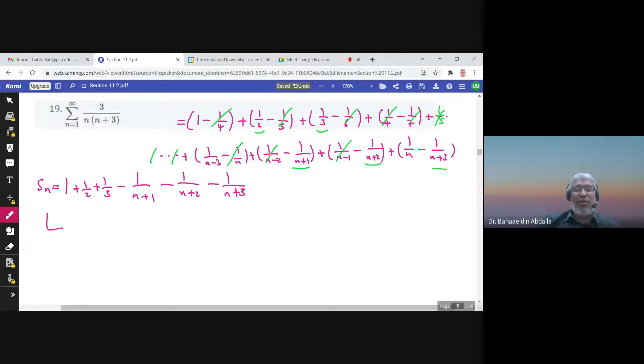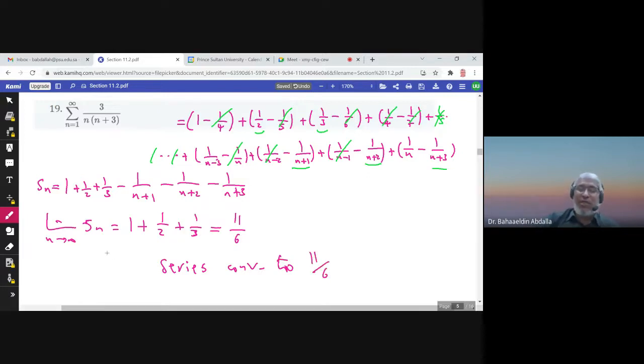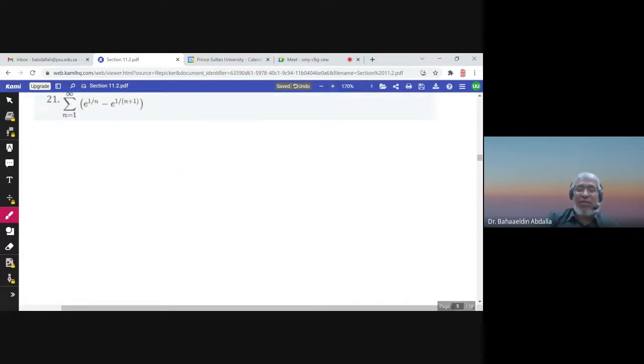And the limit of Sn when n goes to infinity, all of this would be 0 because infinity is in the denominator. So the answer would be 1 plus half plus 1 over 3. And this is 6 over 6, 3 over 6, 2 over 6. So the sum is 11 over 6. So the series converges to 11 over 6. The sum of the series is 11 over 6.